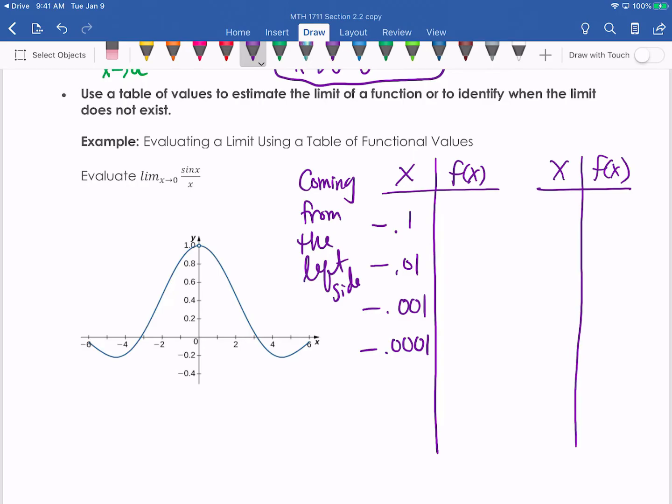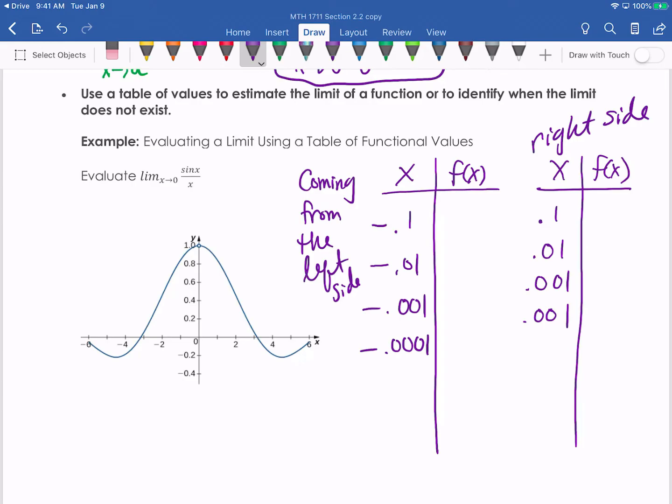Then, coming from the right side, I want to pick values that are bigger than 0, but I want to get closer and closer to 0. So I'm going to pick the same numbers, I'm just going to do it on the positive side because I want to be coming in from the right.